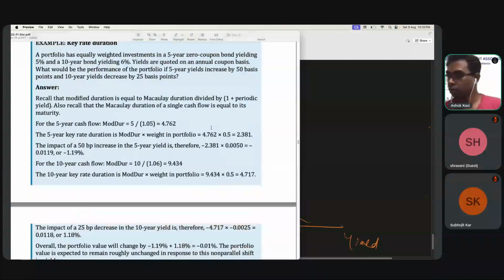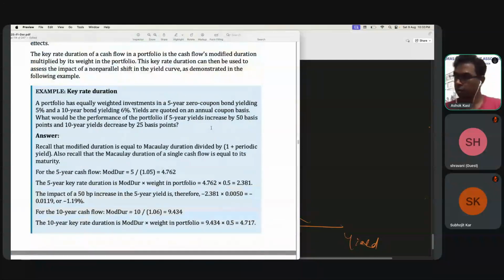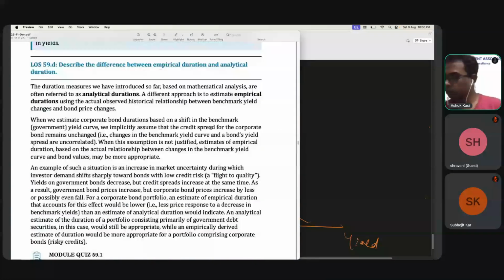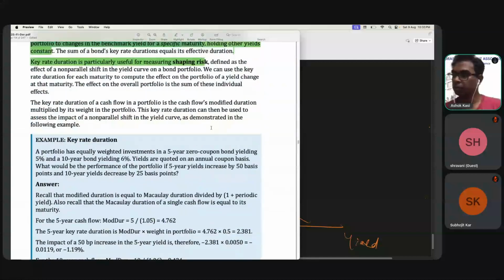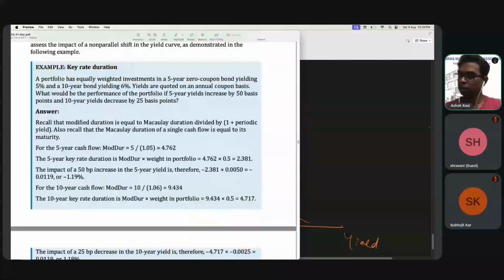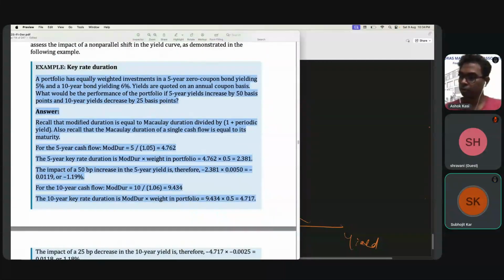Otherwise we can stop here also. We can begin from key rate duration tomorrow then. Can we continue from Monday? Okay, let's not have it tomorrow. We'll do it on Monday then.